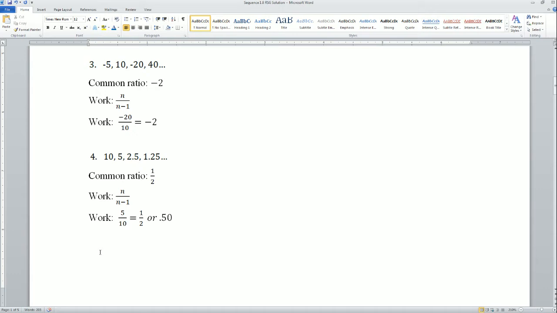You are multiplying by the common ratio of 1/2. Right? How do I get 1/2? It's n divided by n minus 1. In our case, I use 5 divided by 10, which is equal to 1/2, or in decimal form, 0.5. So, what is half of 10? 5. What is half of 5? 2.5, and so on and so on.